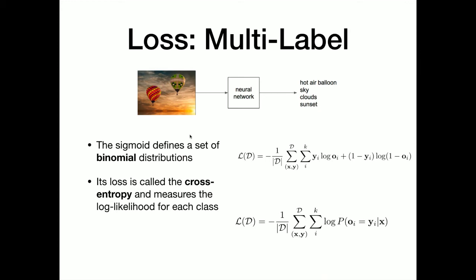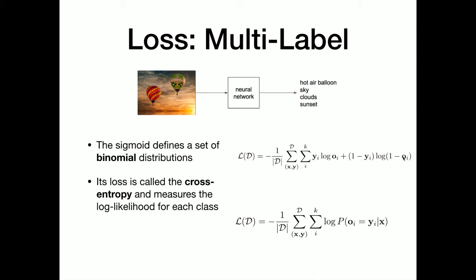When you expand that and replace that probability with the one that we had before, you get this slightly complicated looking function. But really, it's just saying whenever y is 1, you want to maximize the log of the probability of the network, and whenever it's 0, you want to maximize 1 minus the probability of the network, meaning the probability that the class is not there. And we call that the cross entropy.